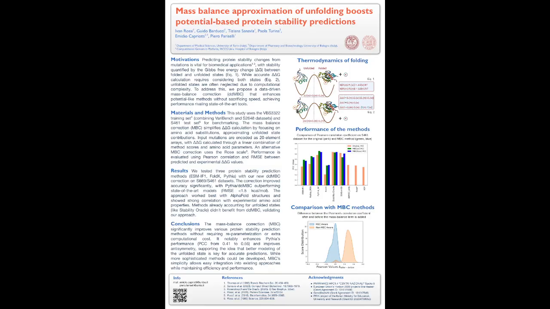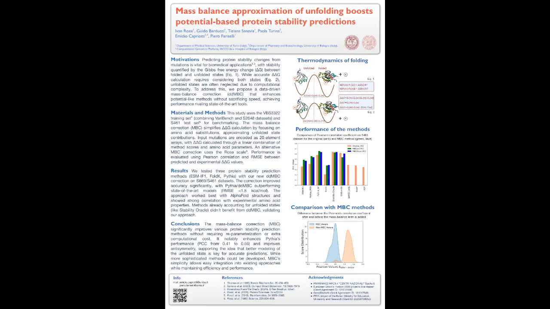After we verified this condition, we also noticed that our data-driven mass balance correction correlates very, very strongly, with a Pearson correlation coefficient of more than 90%, with the Rose scale that has been experimentally derived in the 80s and that represents the change in the entropy of solvation among a mutation in a protein.